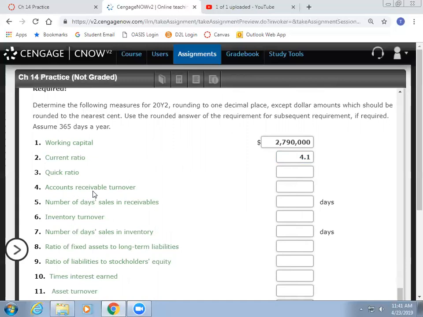Yes, ma'am. When we do the test, if this is on here, is it going to have the definition? I don't believe that the tests have the definitions, but you can use the notes that I posted. So you'll have that.